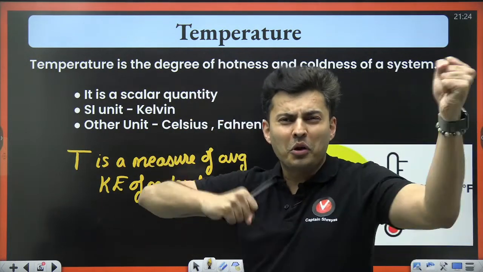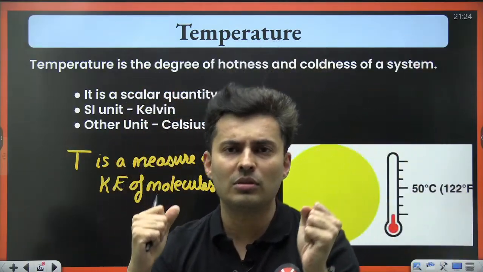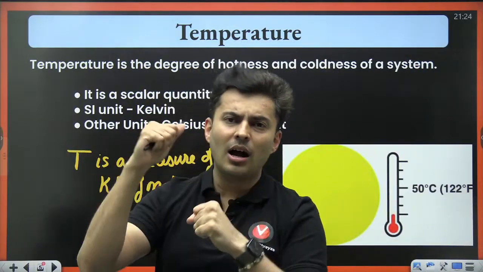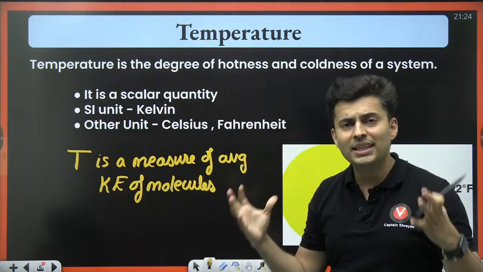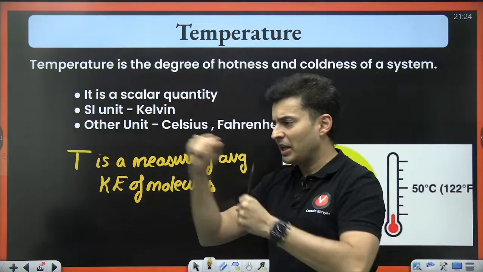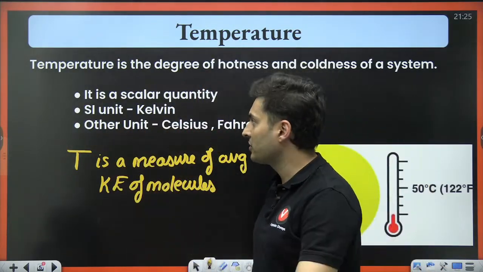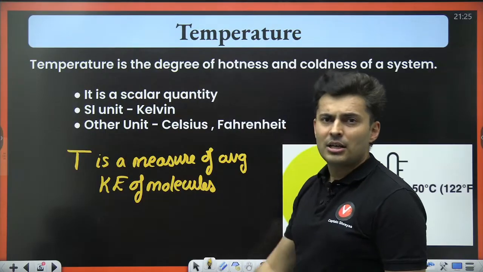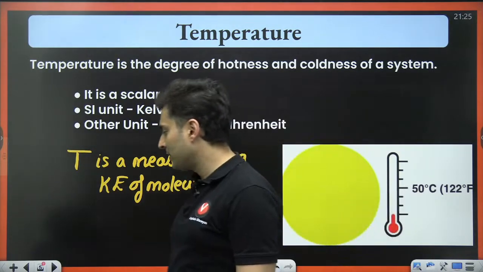If the molecules have more kinetic energy, they are moving more rapidly, it has more temperature. If the molecules are very cold, that means they are hardly moving, they are hardly colliding, they are hardly having any kinetic energy. So that is cold. Hot means they are vibrating, they are shaking, they are twisting, they are moving, they are rotating, all sorts of things. It's a scalar quantity. SI unit is Kelvin. The other units are Celsius and Fahrenheit.